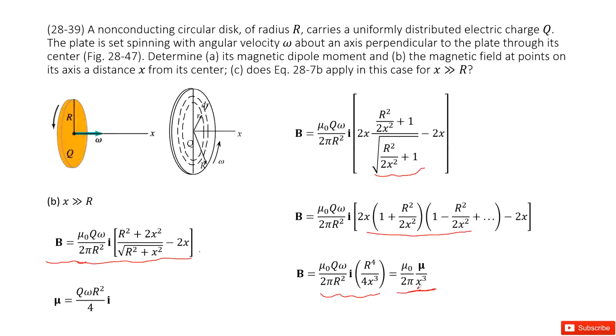This is exactly the magnetic field on the axis of a magnetic dipole, right? We learned this equation. Thank you.